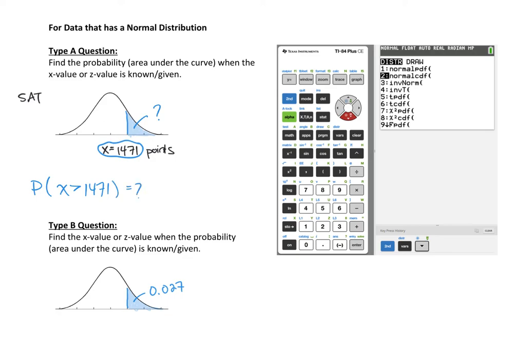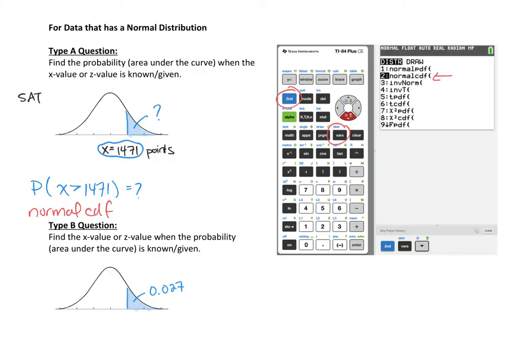So if you're using your calculator, you're going to press the second button and the vars button. And this is where you would choose the second option. So here you would use normal CDF. So normal CDF will give you the probability when you have the x value or if you have the corresponding z value.